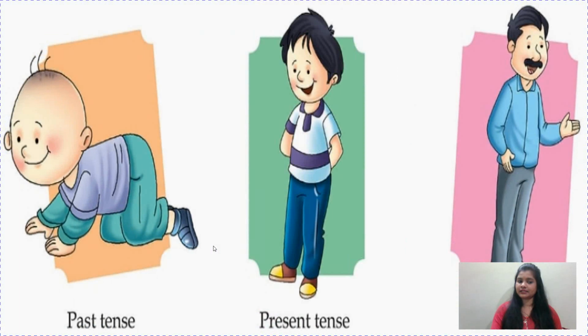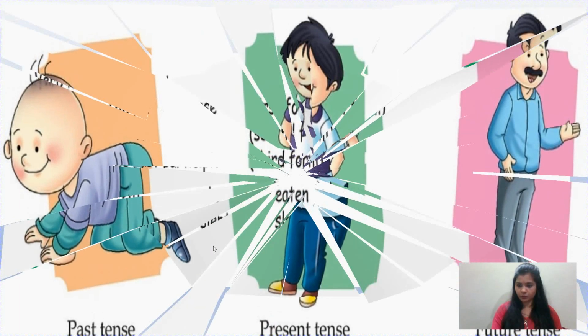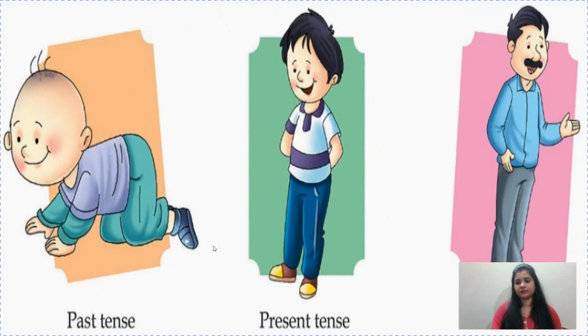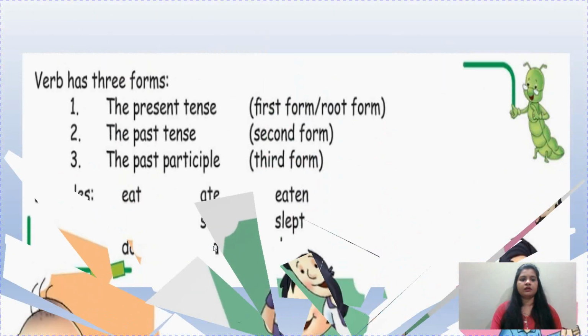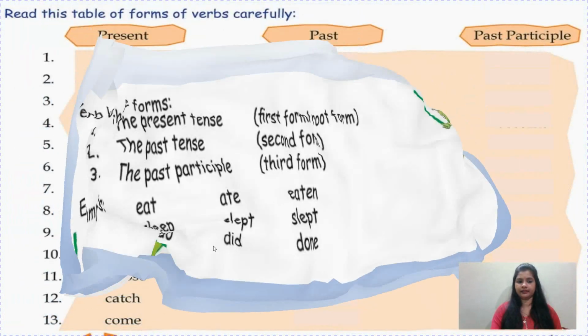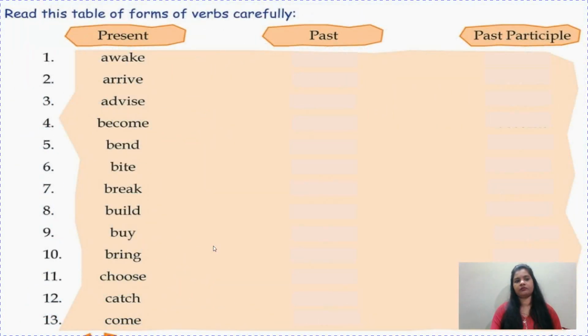In the same way, in the past tense you were a baby and now you are a boy, and after a few years what will happen? You will become a man. A verb has three forms. The present form, the present tense, is also known as the first form or root form. The past tense is the second form and the past participle is the third form. Example: eat, ate, eaten; sleep, slept, slept; do, did, done. Let us do it, children. Read this table of forms of verbs carefully. Children, try to learn it also.